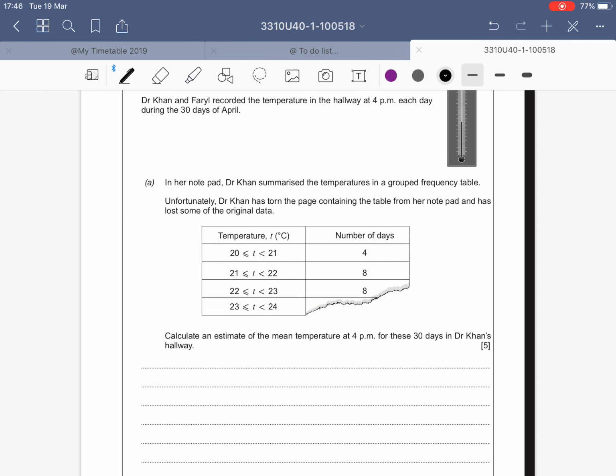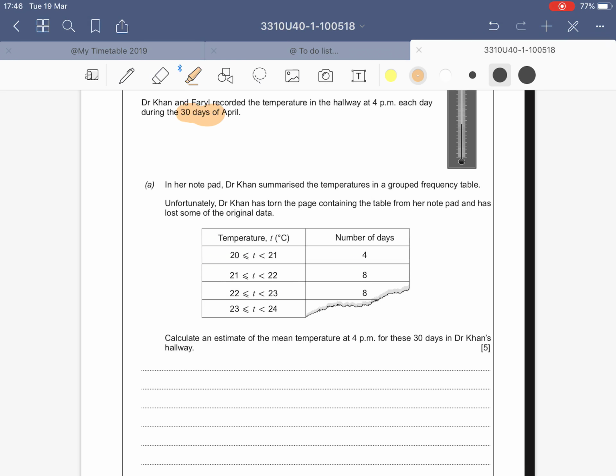Okay. So if there are 30 days in April and the number of days that the temperature was between 23 and 24 must make that total up to the 30 days of the month, there must be 10 days' worth of data that she's torn the number off for. So the first thing I need to do is the midpoint of each of these groups. Halfway between 20 and 21 is 20.5. Halfway between 21 and 22 is 21.5. 22.5. And the last one, 23.5.